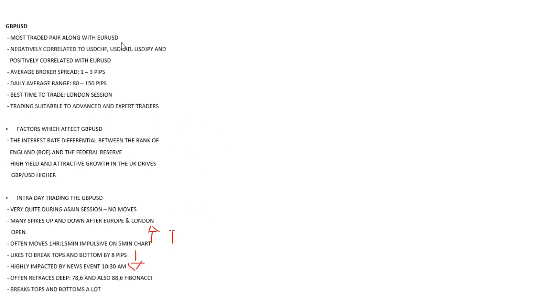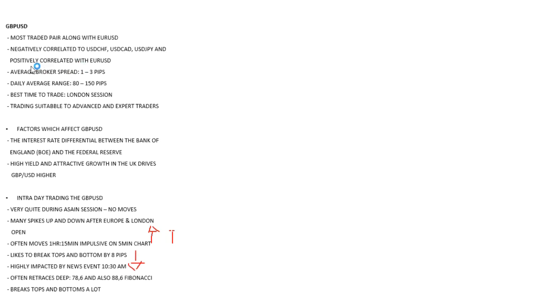Okay, now let's look at the pound dollar. It's the most traded pair along with the euro dollar. I believe that most of you, when you start out, these are the first pairs that you're going to start out with. It's negatively correlated with the US dollar CHF, US dollar CAD, US dollar Japanese, and positively correlated with the euro US dollar. I believe you know what that means.